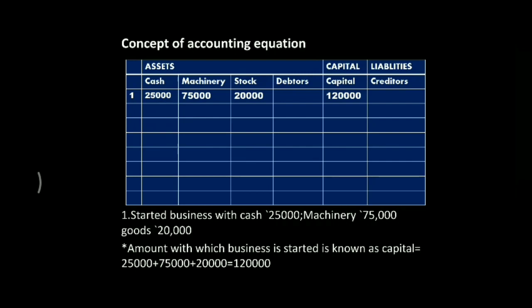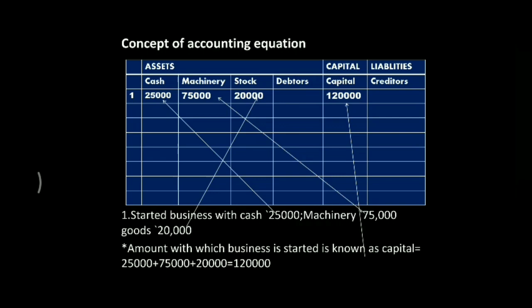We have started business with cash, so that means business is receiving cash, so that's why cash is 25,000, machinery 75,000, and goods, so that means it will result in increase of stock also. And we know that the amount with which a business is started is known as its capital. So total capital will be 25,000 plus 75,000 plus 20,000, that will be equal to 1,20,000, and that is a part of capital.